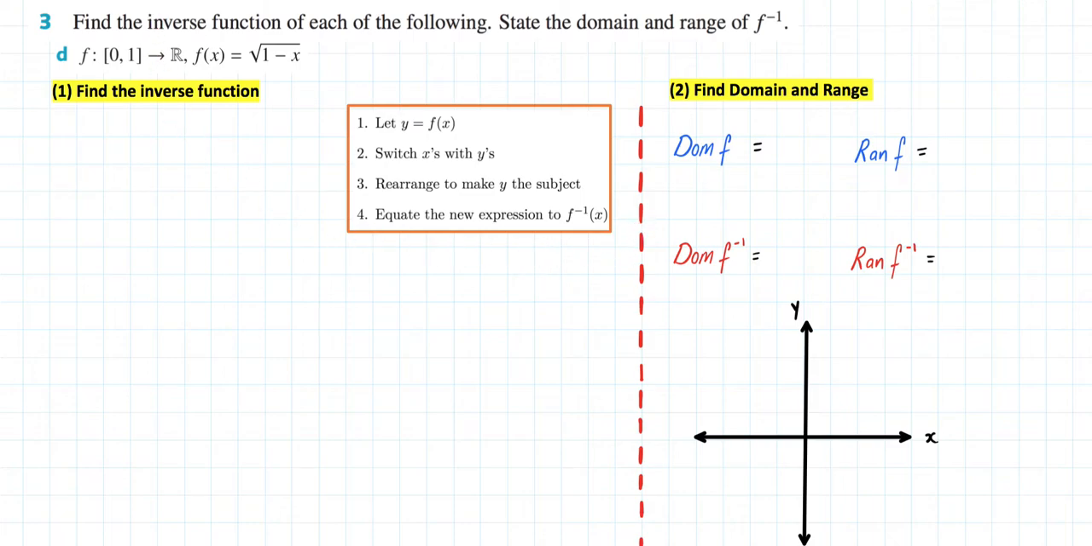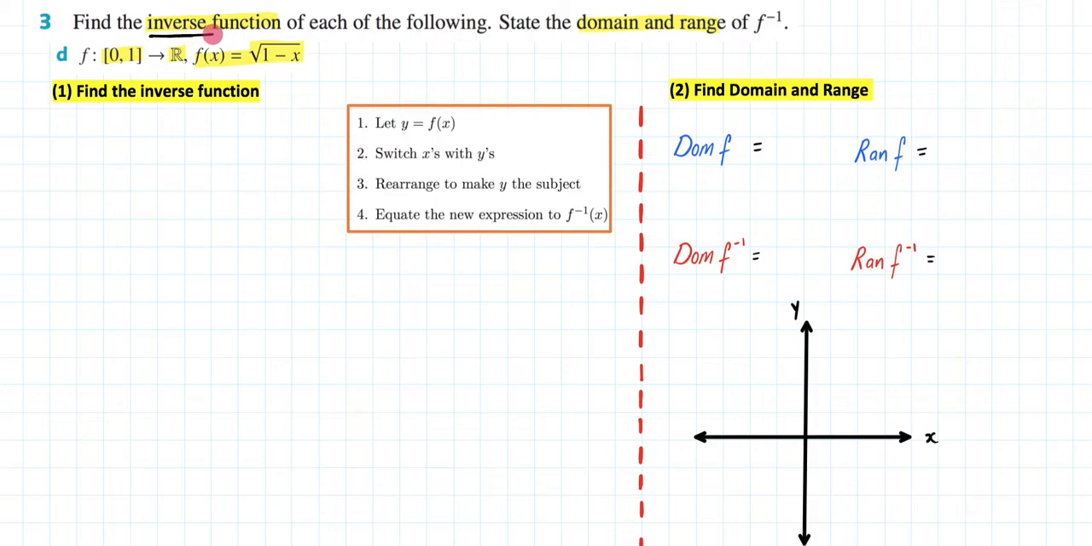We are doing exercise 5G, and in this video I'll be doing question 3D, which says find the inverse function of each of the following. State the domain and range of the inverse of f. Here is f, here is my domain, my codomain, and f of x is equal to the square root of 1 minus x.